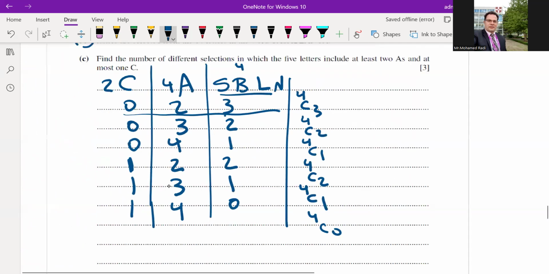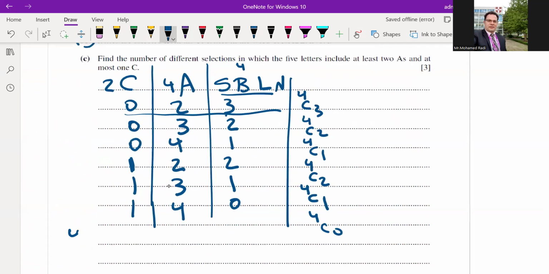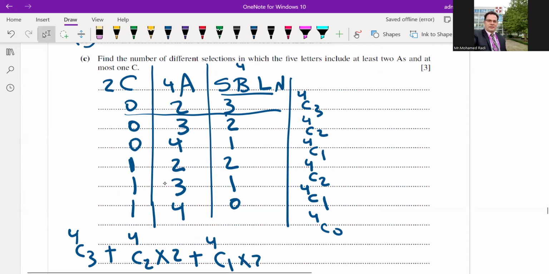Now we'll find the answer. How many 4C3 do we have? Only 1, so 4C3 plus 4C2 twice, since there are 2 cases of 4C2, plus 4C1, which also has 2 cases, then plus 4C0. Collect the full answer for all. You can find the value of each case, then add all together. You will find 25 cases.